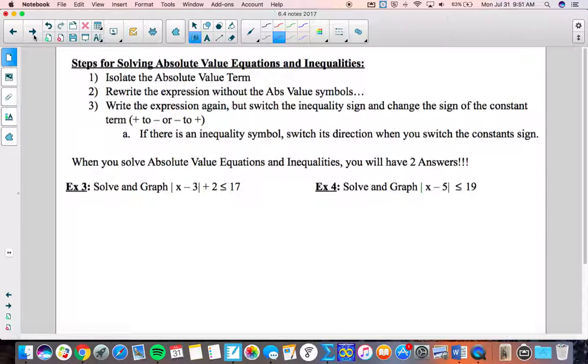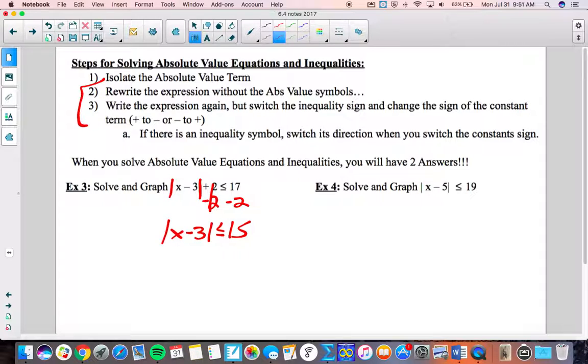Those were some equations on your notes. Remember, one of the first steps is to isolate the absolute value term. So this absolute value symbol here is not isolated. There's this imposter outside there, that +2. We don't worry about stuff inside before we do the split, but we can't split until we undo adding 2 by subtracting 2. So we get the absolute value of x minus 3 is less than or equal to 15.